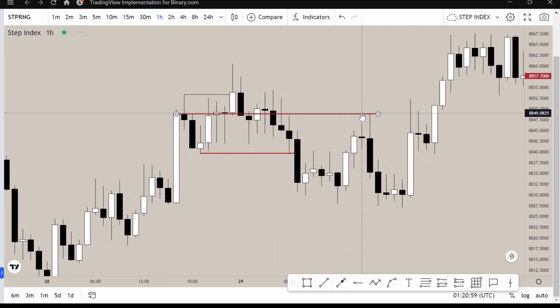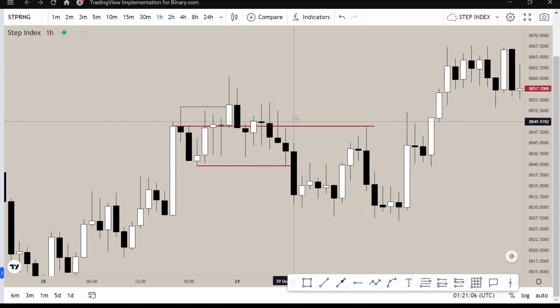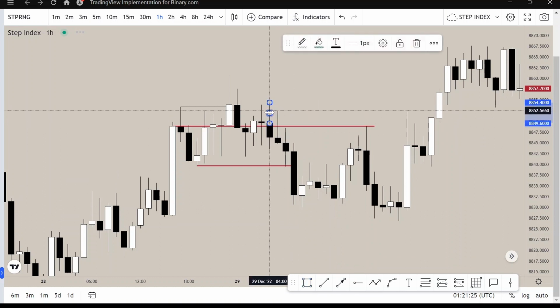Very powerful area, right? Now this QML line, this particular Quasimodo pattern, also has an MPL. You can see all these rejections around this support level. We broke the resistance. See all this movement around this area. So that level is an MPL. This rejection block around this level is an MPL.